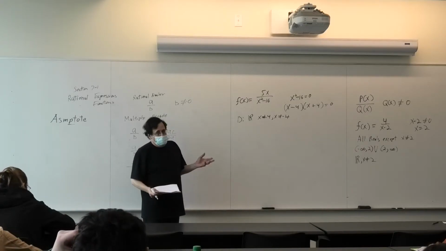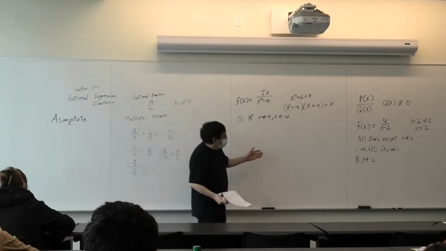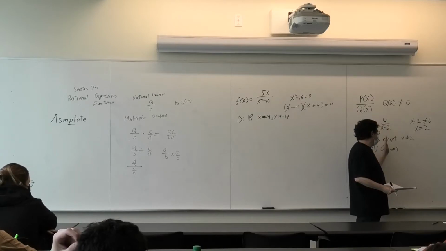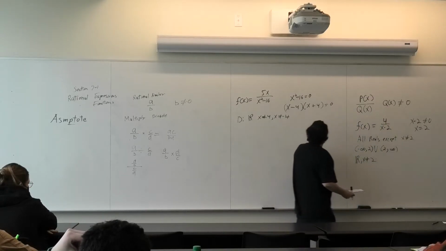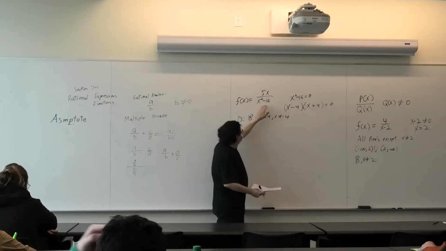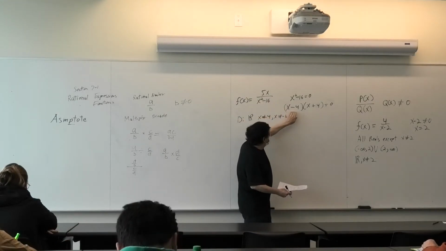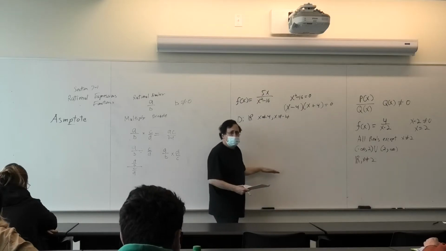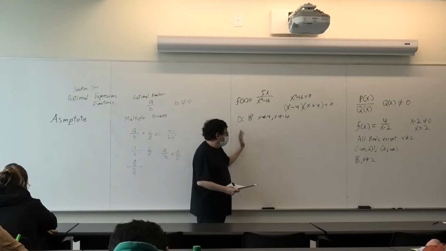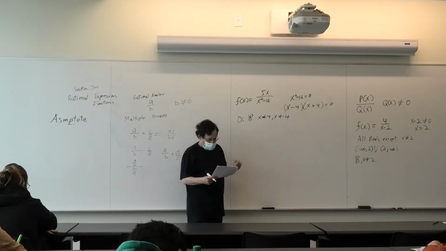Now, as in the other example, there was a vertical asymptote at 2. Since we have this function going to 0 at both 4 and negative 4, we might expect the same kind of behavior. Asymptotes at 4 and minus 4. We'll take a look at that in a second.